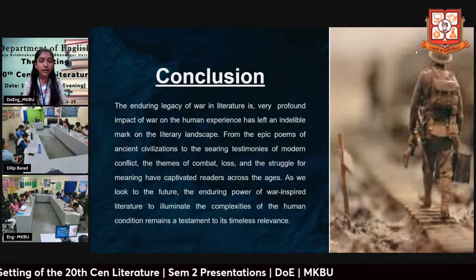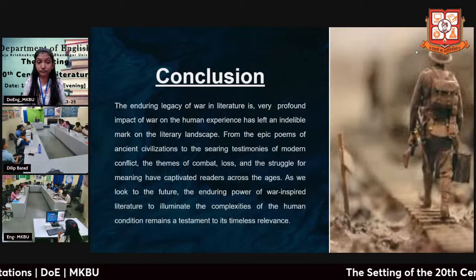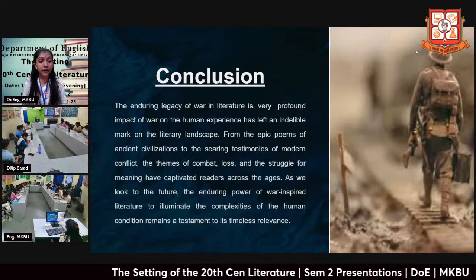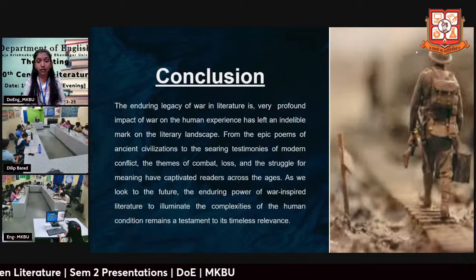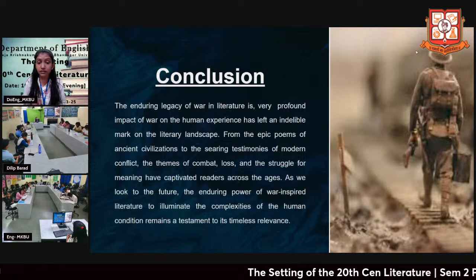the human experience, which has left an indelible mark on the literary landscape, from the epic poems of ancient civilizations to the searing testimonies of modern conflict. The themes of combat, loss, and the struggle for meaning have captivated readers across the ages.